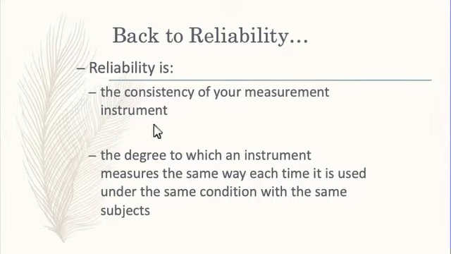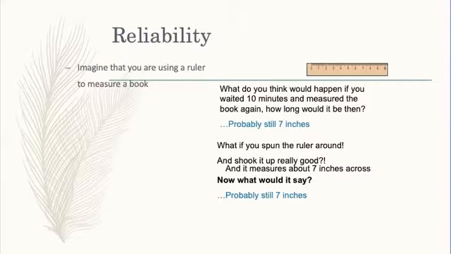So reliability is the consistency of your measurement instrument, the degree to which an instrument measures the same way each time it's used under the same condition with the same subjects. So if we're using a ruler to measure a book, what do you think would happen if you waited 10 minutes and measured the book again? How long would it be then? What if you spun the ruler around and shook it up really good? Is anything going to change?